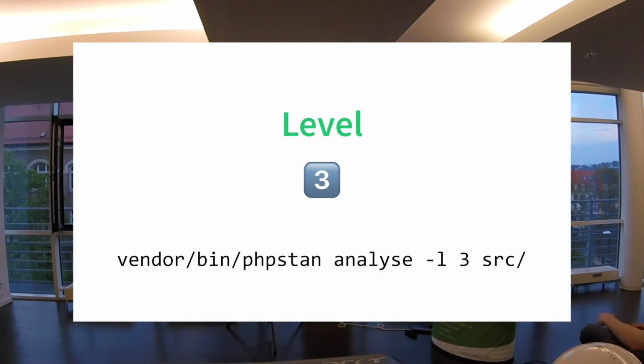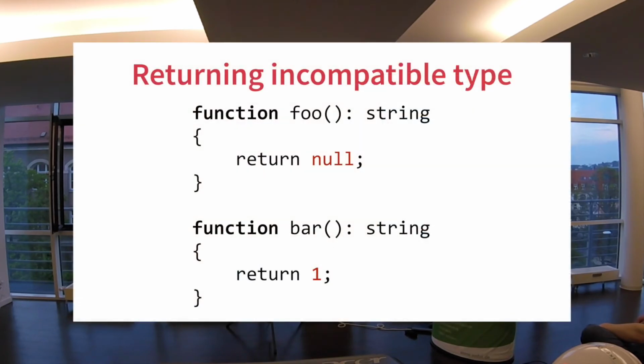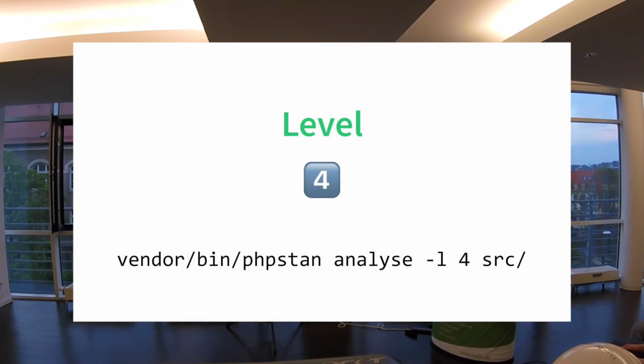Okay, level 3. On level 3 we are checking if a wrong type is assigned to a property. So if we are expecting that a property is of type integer and we pass a string there, PHPStan reports an error. And also, if we are promising to return a string from a method and something else is returned, PHPStan also reports an error. Okay, that's level 3, which can surface also a lot of issues. And we are getting to level 4.